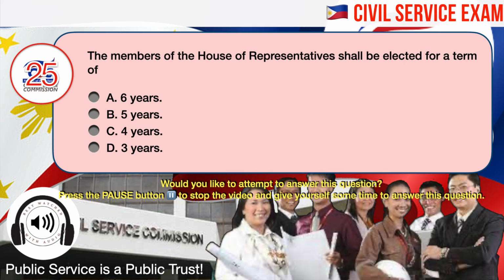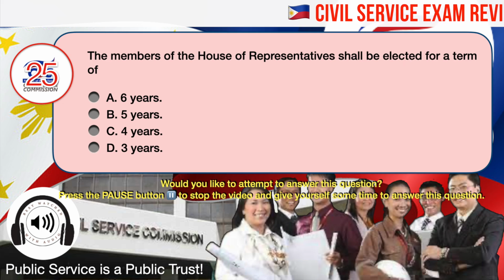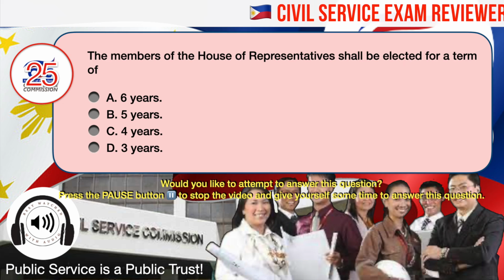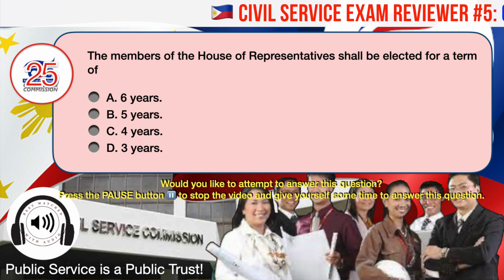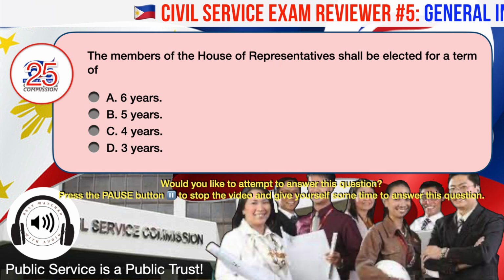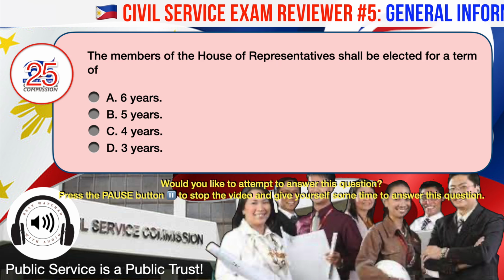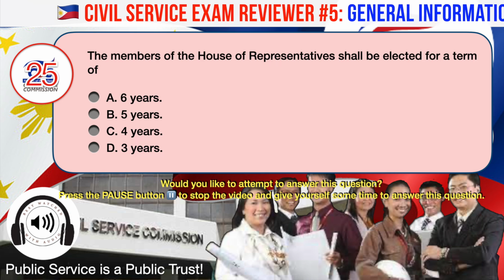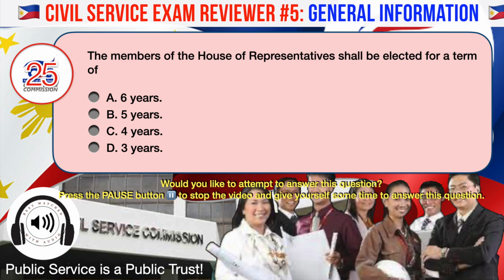Question number 25. The members of the House of Representatives shall be elected for a term of A. 6 years. B. 5 years. C. 4 years. D. 3 years. The correct answer is D.